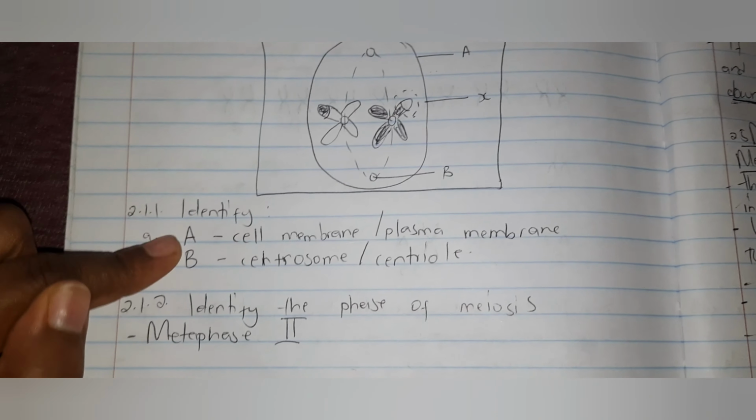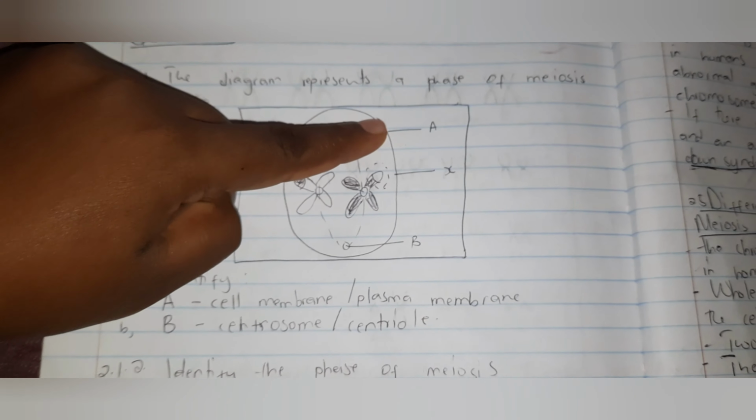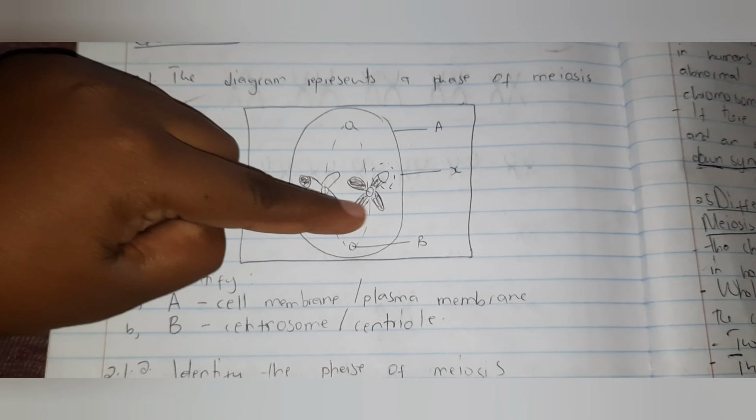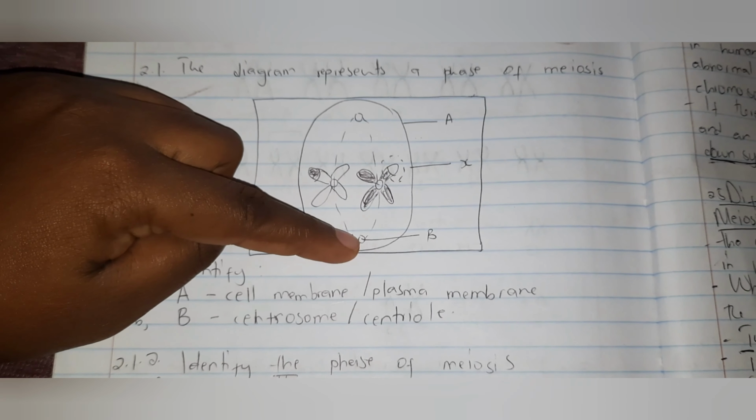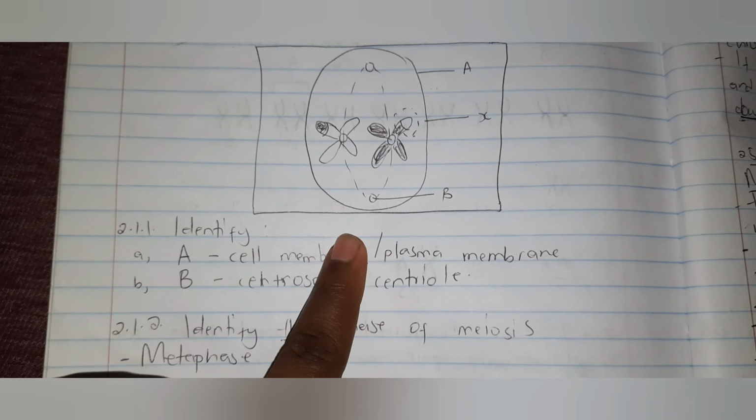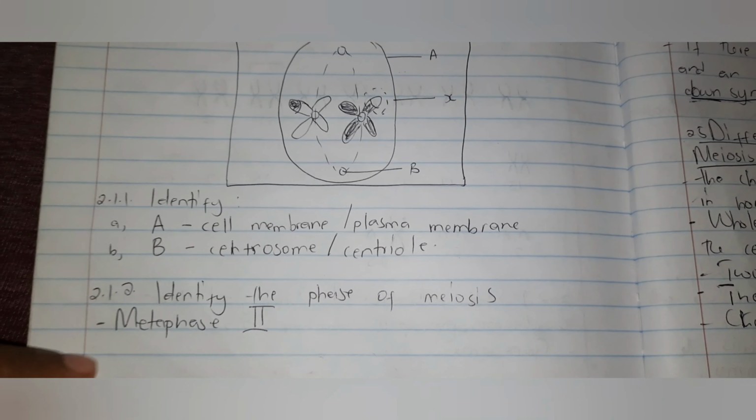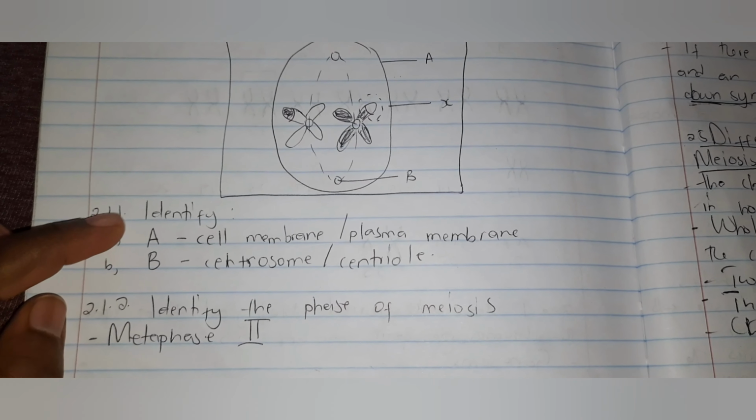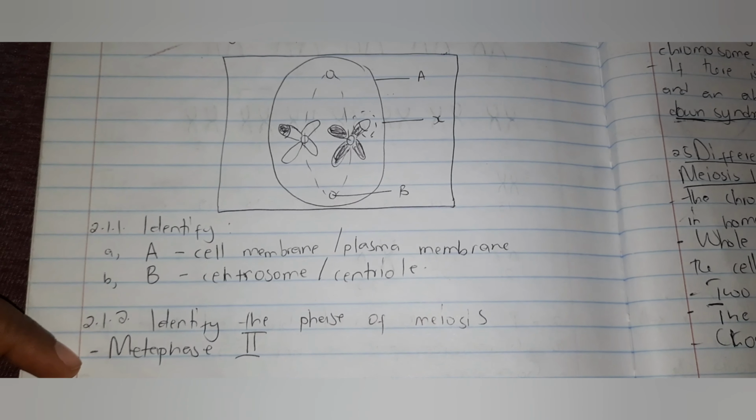It says identify A and B. We go to our diagram. A is the nuclear cell membrane or plasma membrane, and then B is the centrosome or centriole. So one of the two in here is the correct answer. You could either choose this or this or this or that. And then it says identify the phase of meiosis. I've already answered and said this is metaphase 2.